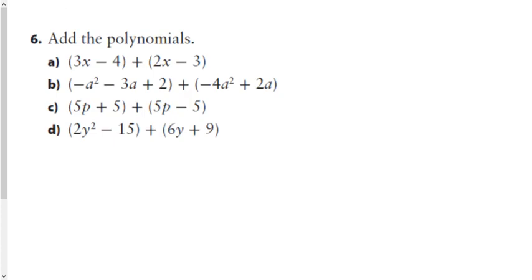Question 6 is add the polynomials. What's another way I could say add the polynomials if I wanted to reword the instructions? Anybody? Instead of saying add the polynomials, what's another way to say it correctly? Gather like terms. Right, we could say gather like terms. So your 3x and your 2x combine to make 5x. Your negative 4 and your negative 3 make negative 7.